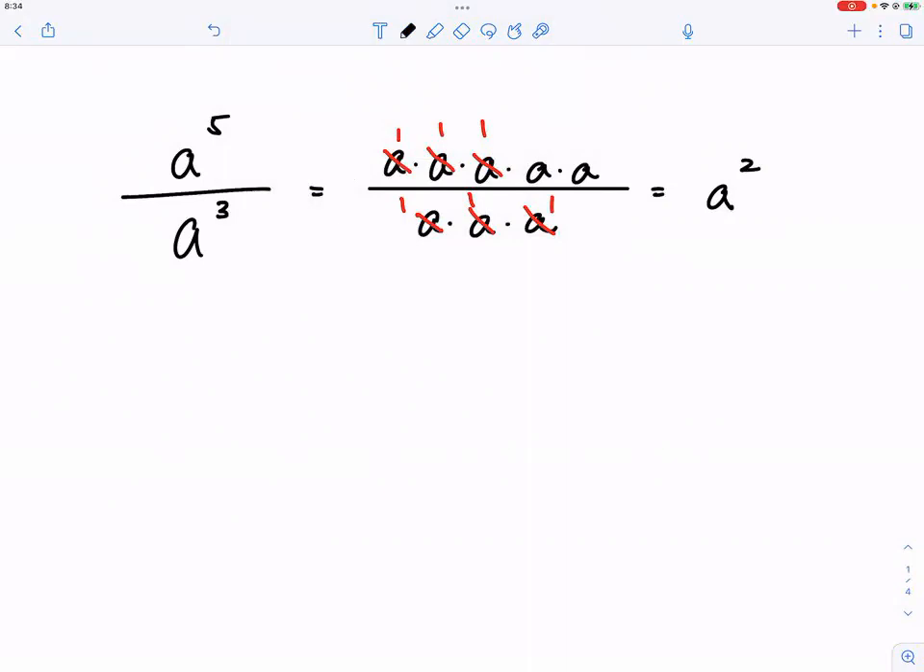And you look at these numbers and you're like, wait, hold on. I see a 5, I see a 3, I see a 2. Maybe there's some sort of relationship between them. And then you create a rule. What is the rule that you're going to create? A to the m over a to the n. What would be the rule that you create?